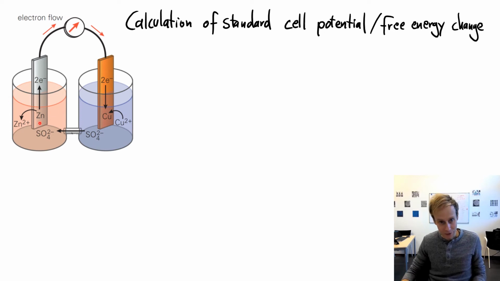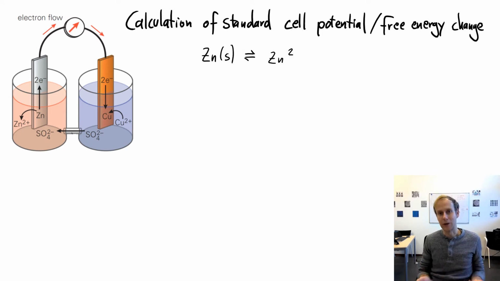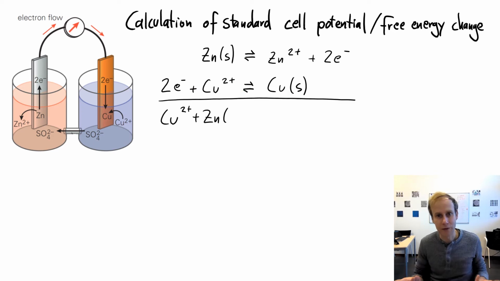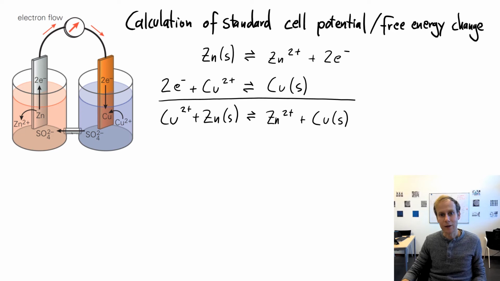So the zinc electrode here is being oxidized to form zinc 2+. And this oxidation is given with this reaction equation, where zinc 2+ and 2 electrons are formed. The 2 electrons can now flow to the copper electrode, where they react with copper 2+ to form solid copper. An effective reaction equation is given here, where the reduction of the copper and the oxidation of the zinc are described in a single step.